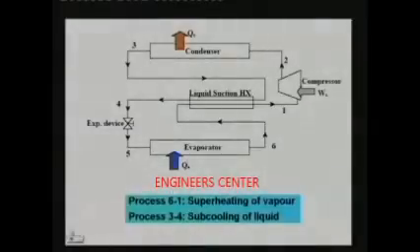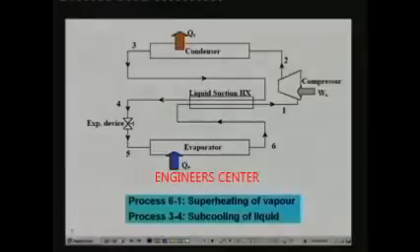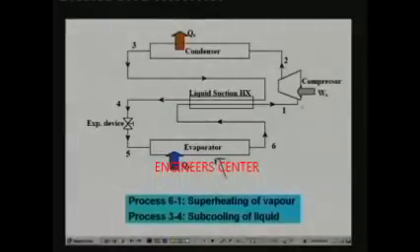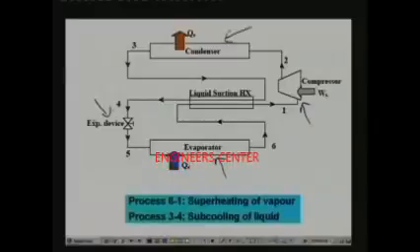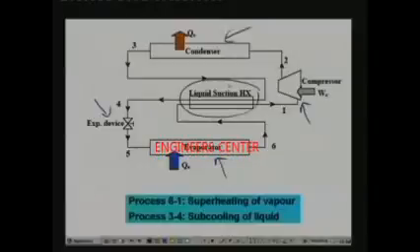So what we have here is a system with a liquid suction heat exchanger. In the basic system we had only evaporator, compressor, condenser and expansion device. So in the modified system we have added an extra component, liquid suction heat exchanger. So what is happening in this extra component? In this extra component the liquid from the condenser is flowing in this direction, and vapor from the evaporator is flowing in this direction.